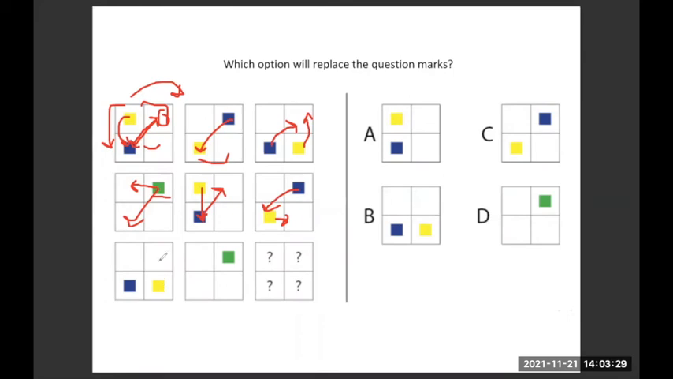Then yellow moves here and blue moves here. That's where they come together again, which is green. Then yellow moves here and then blue again comes here. That's where yellow and blue will come top and bottom, which is option A. Is that clear? Any doubts, any confusion, any clarity required? Okay, ठीक है.